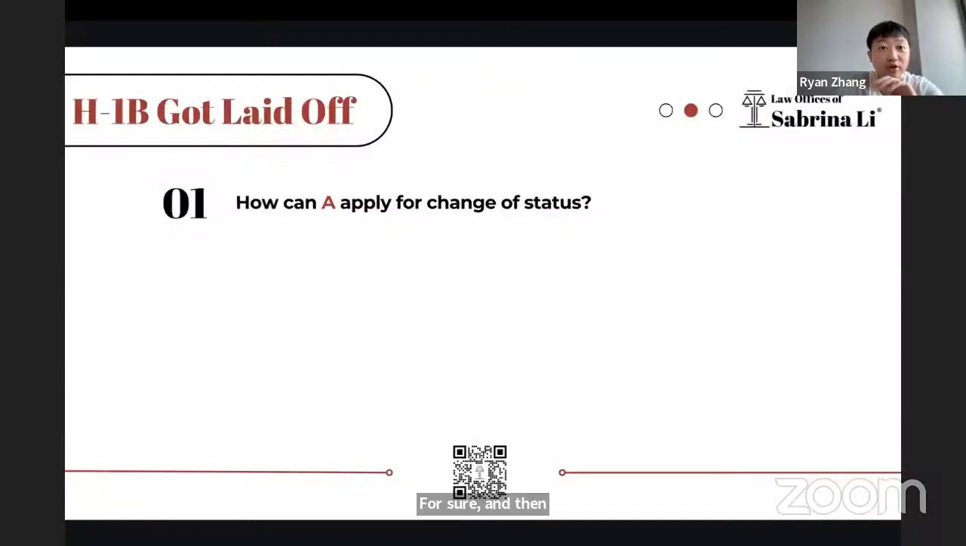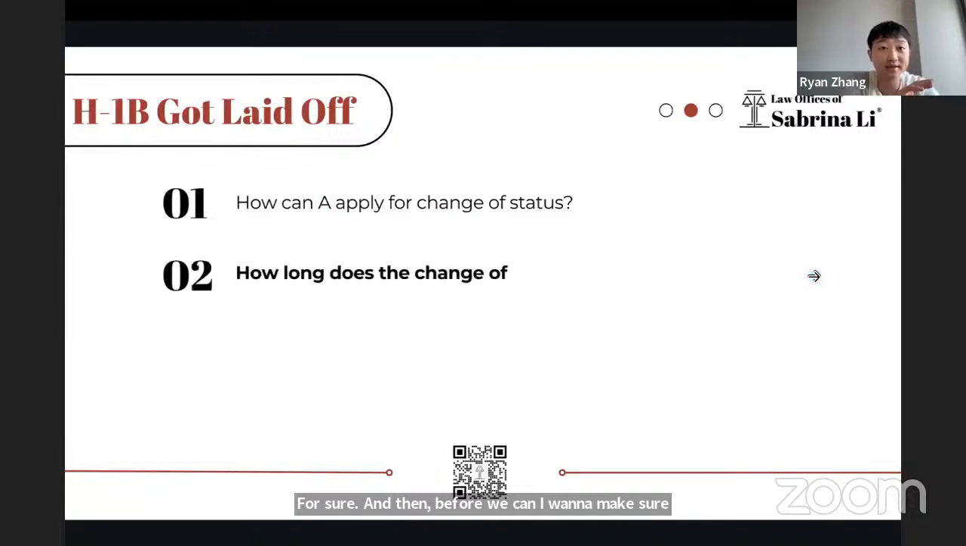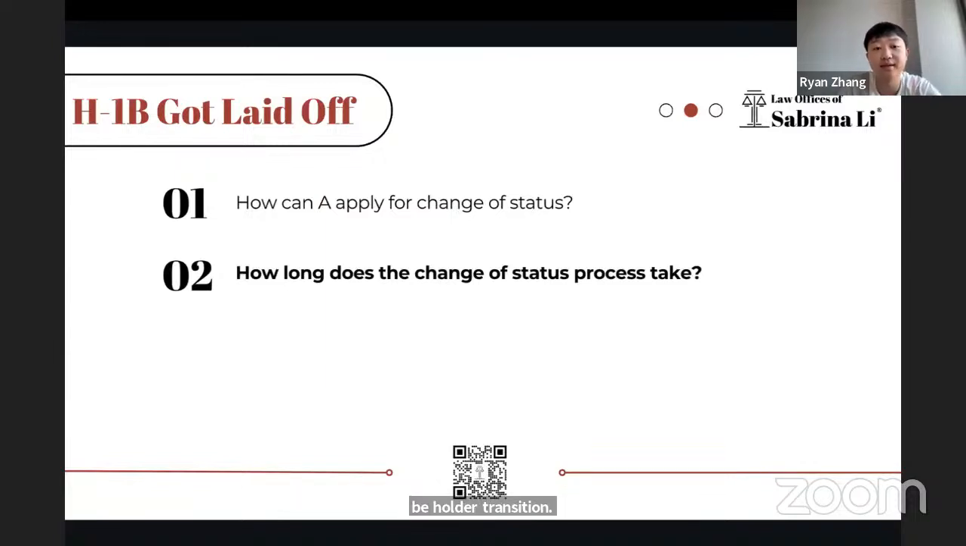Yeah, for sure. And before we continue, I want to make sure that this screen is also up so people can see the questions. Before we ask the second question, the previous question was about how an H1B holder can transition to another visa to maintain his or her studies. Now I want to ask the second question.